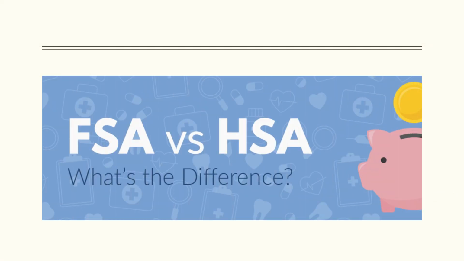Before we talk about the differences, you need to know exactly what an FSA and an HSA is, right? We have two FSAs: the Dependent Care Reimbursement Account, or DCRA, which can be used to pay for child and/or adult daycare services for your eligible dependents, and the Healthcare Flexible Spending Account, or FSA, which allows you to set aside pre-tax money for qualified medical expenses.